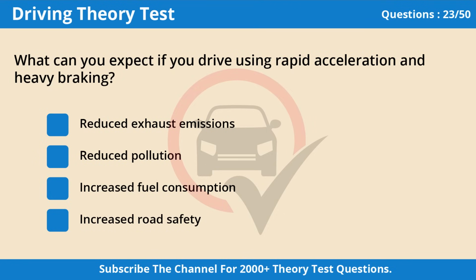Question 23. What can you expect if you drive using rapid acceleration and heavy braking? A. Reduced exhaust emissions. B. Reduced pollution. C. Increased fuel consumption. D. Increased road safety.